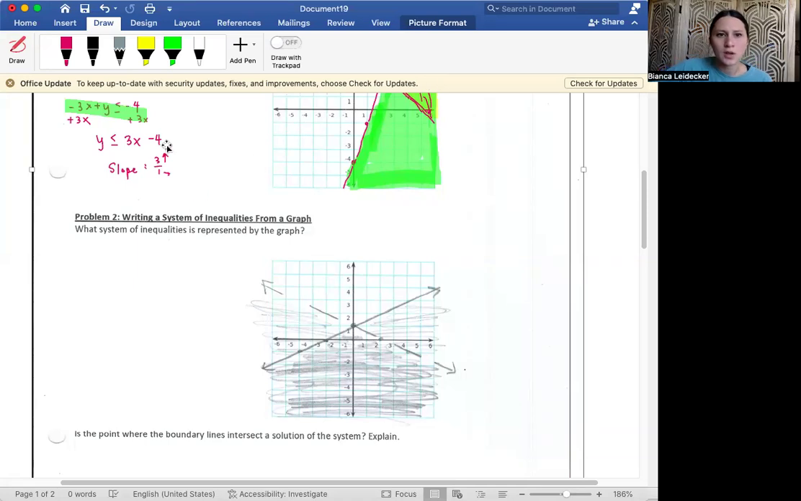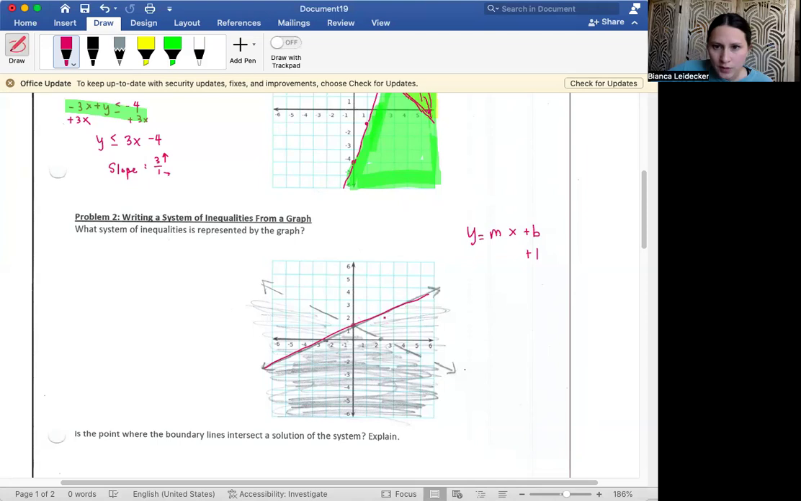Okay, so let's look at if we're given a graph and we have to come up with our own equations. The first thing I would do if I were you is look at your lines and just write it as a linear equation first, and then go back in and figure out your inequalities and all that. So my line, that's solid right here, has a y-intercept of 1. So I'm going to put it as +1.